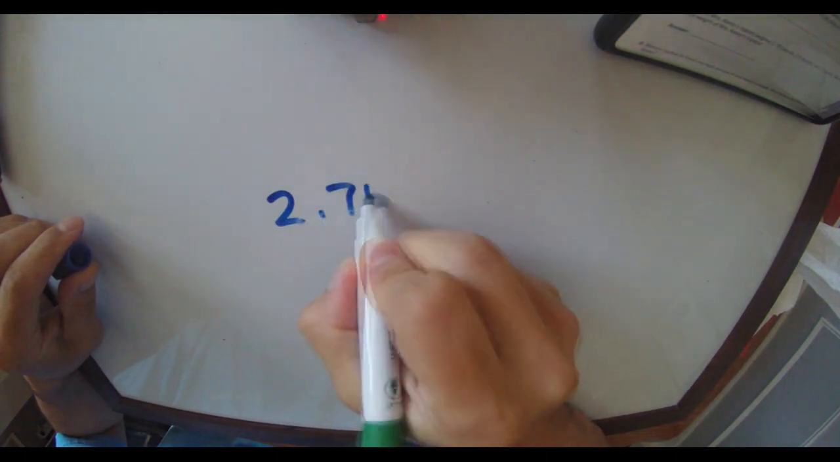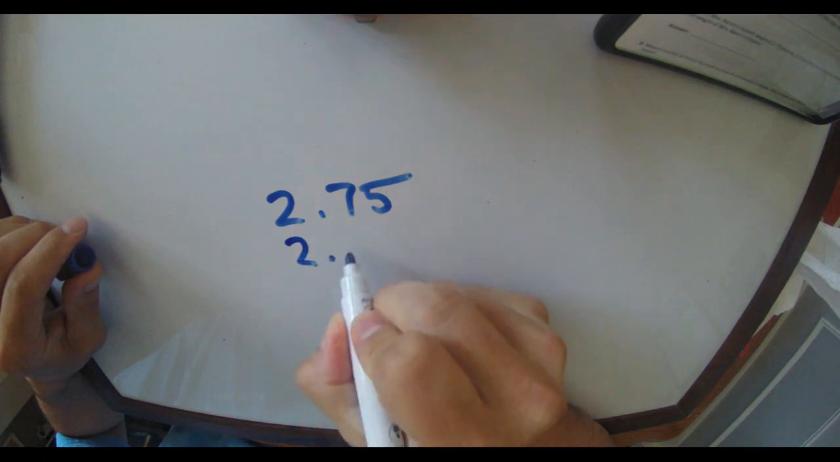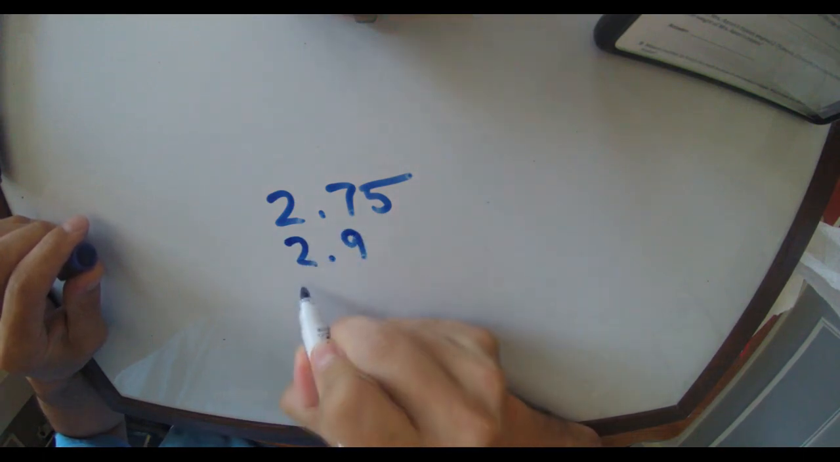So now this one is similar to number 7, except they gave us numbers with different digits in it. So 2.75, 2.9, and 3.